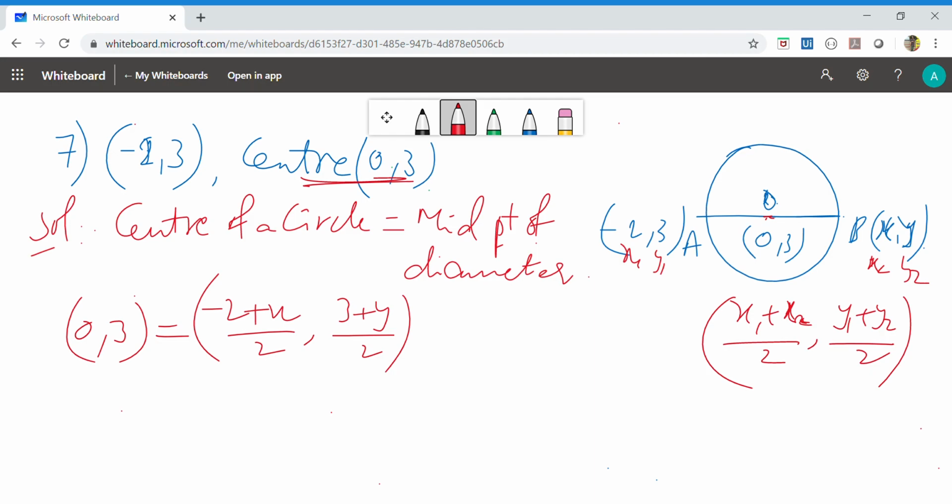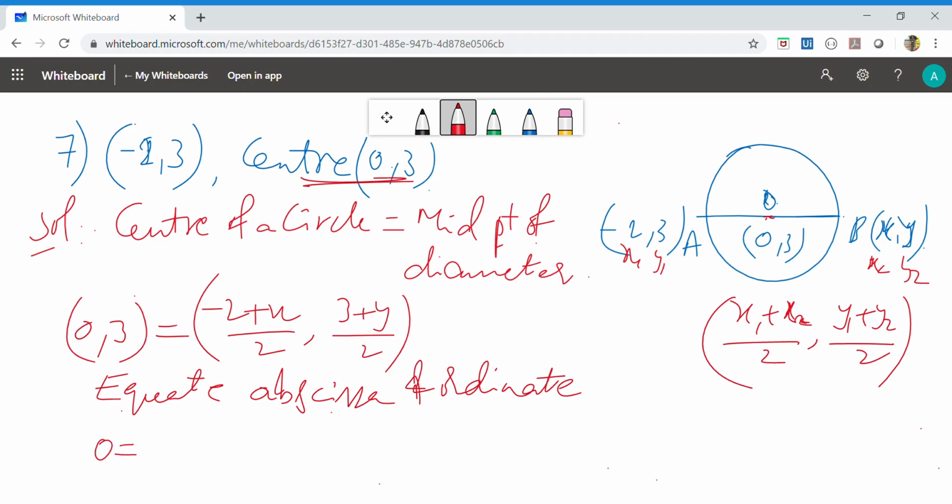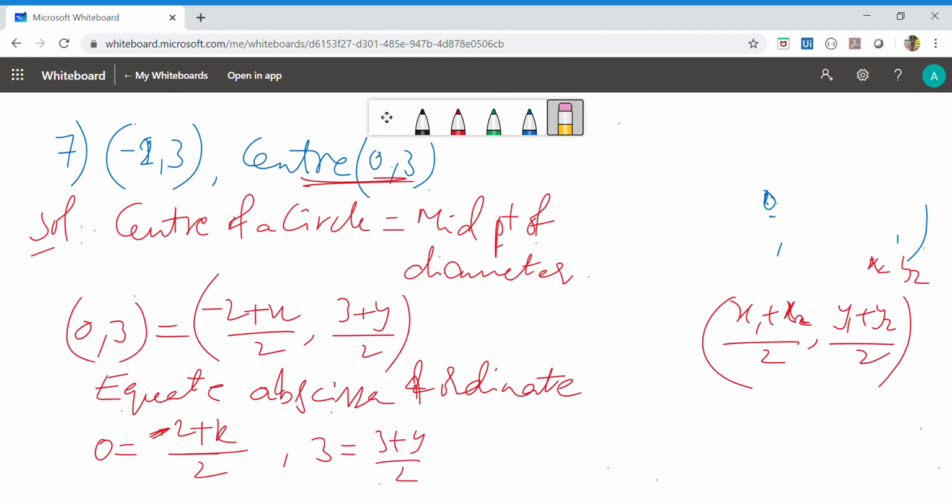So if you equate the abscissa and the ordinate, by equating the abscissa, 0 = (-2 + x)/2, and 3 = (3 + y)/2, you will get.